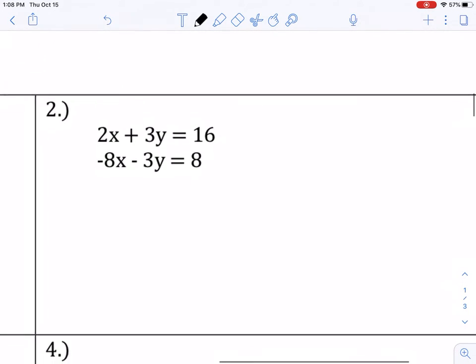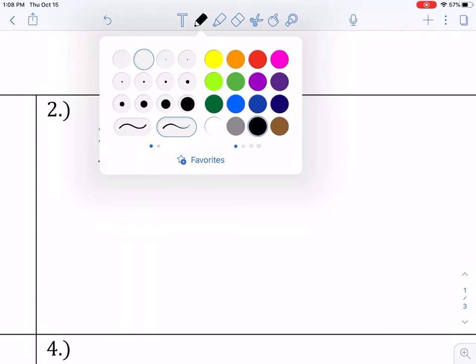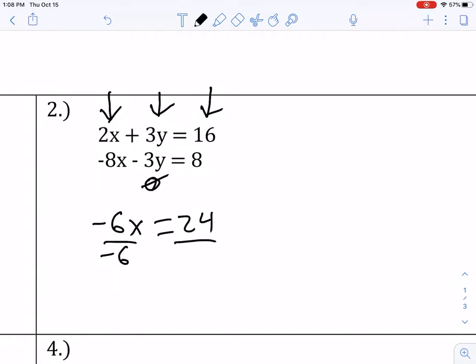Okay, let's take another look here. Elimination potential. This one the y's can eliminate. I don't have to change anything to get them to cancel out. So all I'm going to do is combine them vertically. So I'm going to take 2x minus 8x and get negative 6x. 3y and negative 3y cancel out. 16 and 8 is going to give me 24. I can now divide negative 6 to both sides, and x equals negative 4.